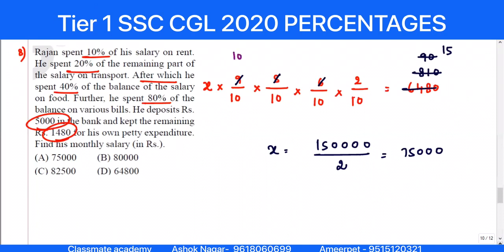Once again, I'm just telling you this. This is 10% less. This is 20% less. This is 40% decrease. This one is 80% decrease. Yes or no?